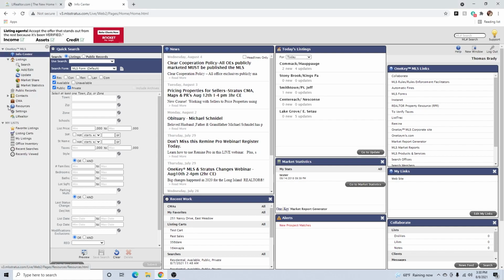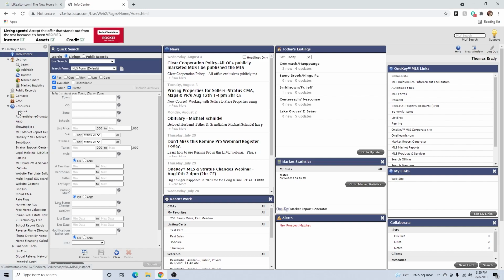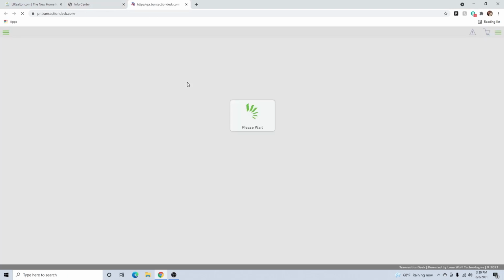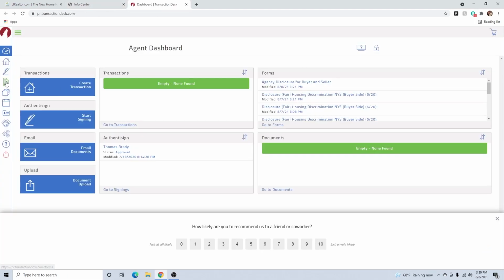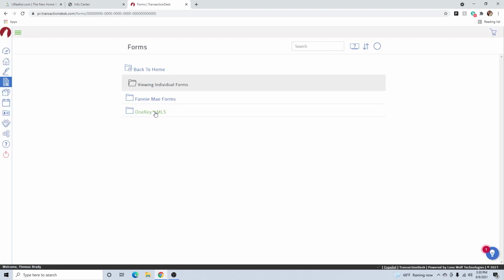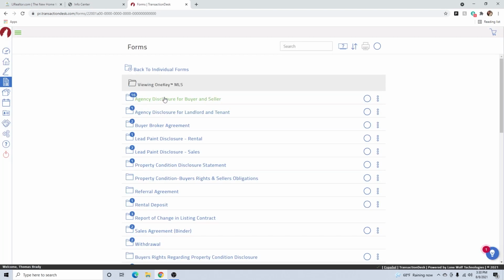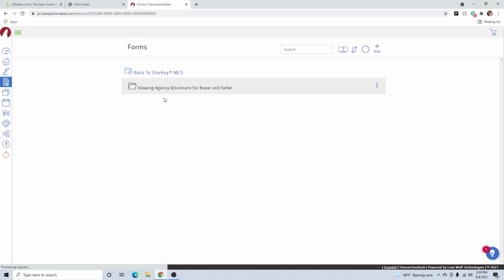So we're going to go to resources over here. We're going to open resources. We're going to go to Instanet. Going to wait for that to open. Now we're going to go to forms. Going to go to One Key MLS. We're going to go to agency disclosure for buyer and seller.